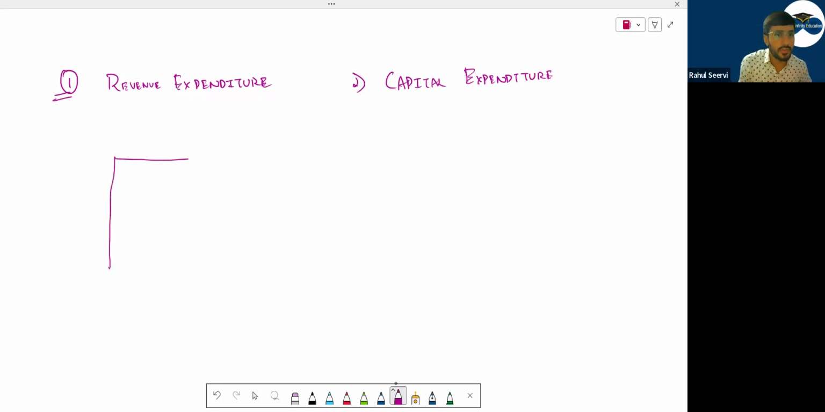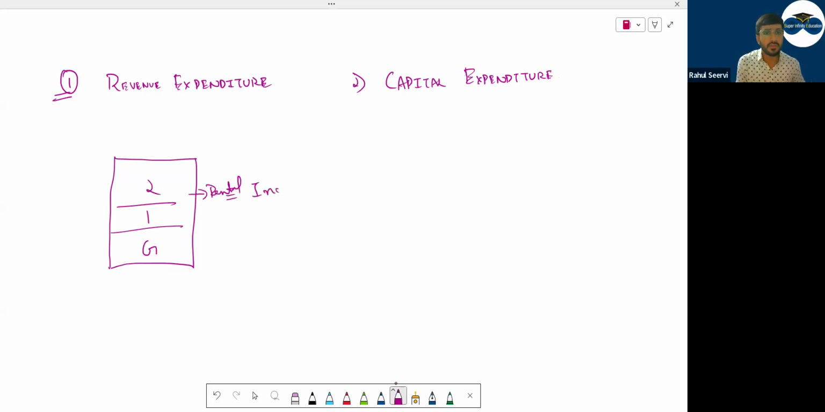Let's take an example. Let's say you have a property today: ground floor, first floor, second floor. This property is giving you rental income. Now say you spend a further $50,000 for the construction of a third floor. At first you had only constructed two floors because you did not have money. After two or three years you spent a further $50,000 to construct the third floor.